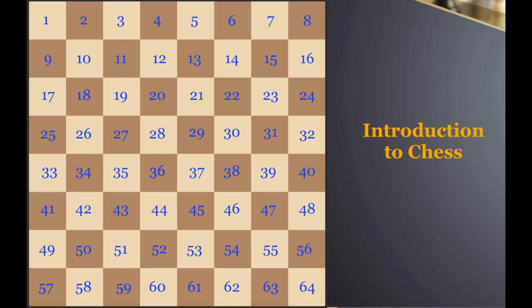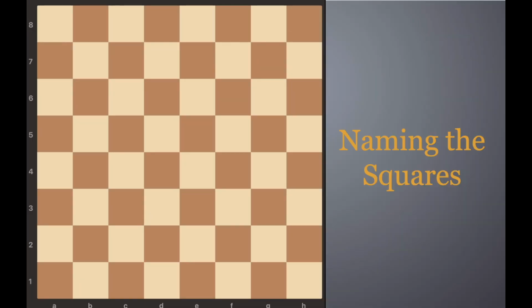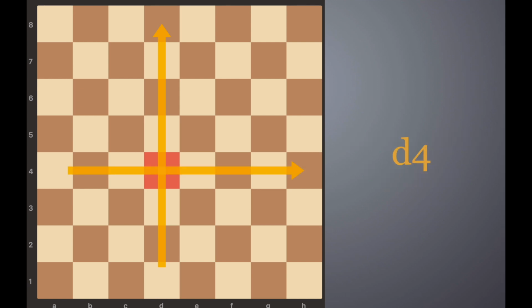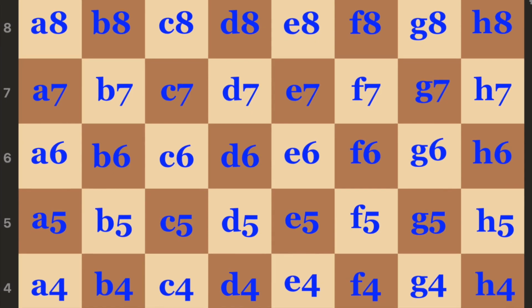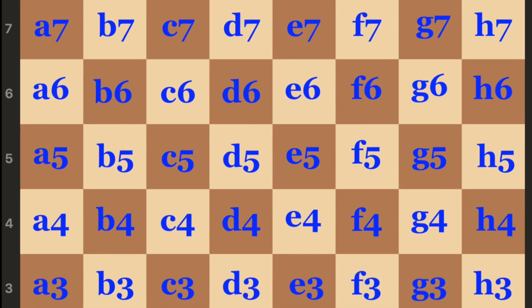We have total 64 squares in the chessboard. Each of the 64 squares are identified by the combination of file and rank. As you see here, the square highlighted in red that belongs to D file and 4th rank. So the square name is D4. Similarly, we can name all the 64 squares in the chessboard.